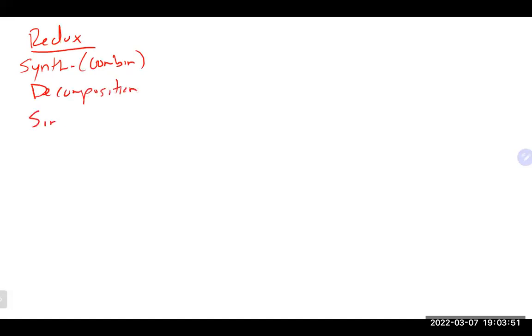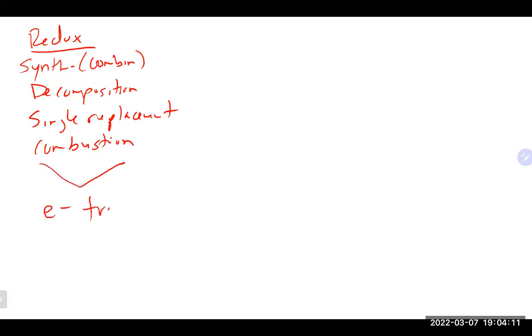There are really two big umbrellas. There is the redox umbrella, and underneath the redox reactions, you have a synthesis reaction or a combination reaction. You have a decomposition reaction. You have a single replacement reaction. And you have a combustion reaction. So all those more specific classifications, whether you call something a synthesis, a decomposition, a single replacement, or a combustion, ultimately what is happening in those types of reactions is that electrons are being transferred, which makes them redox reactions. That's why they're underneath the big umbrella.